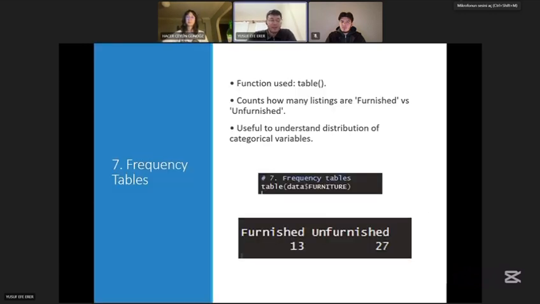Next, we examined the distribution of categorical variables using frequency tables. For example, the furniture variable allowed us to count how many listings were furnished versus unfurnished. This kind of breakdown gives us an understanding of categorical proportions and helps us prepare for group-based comparisons like the t-test.